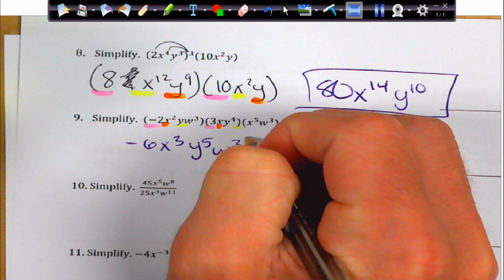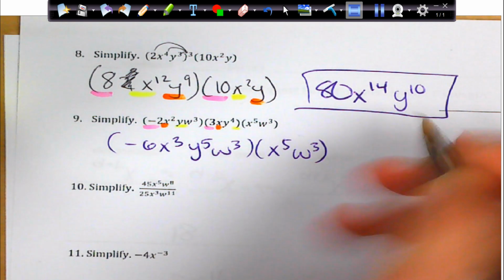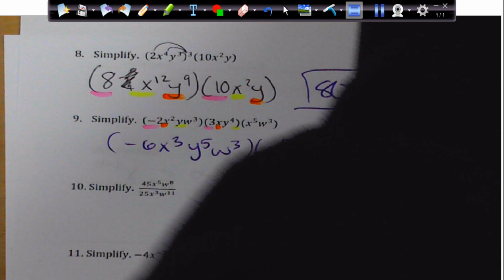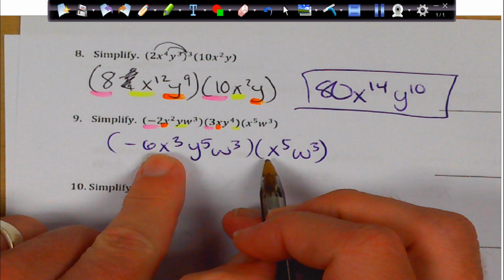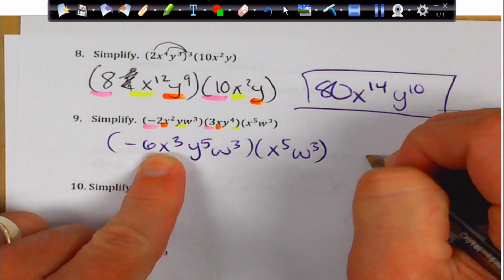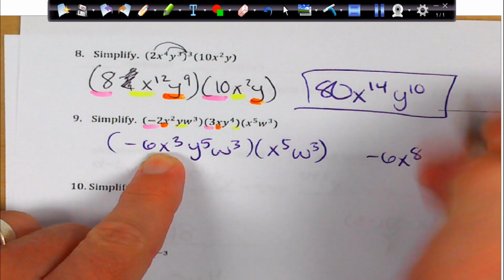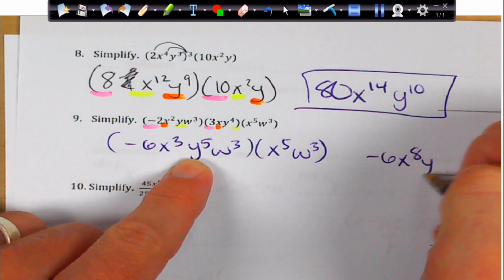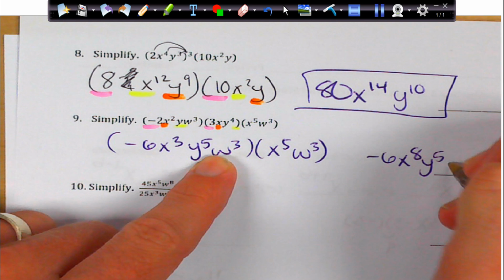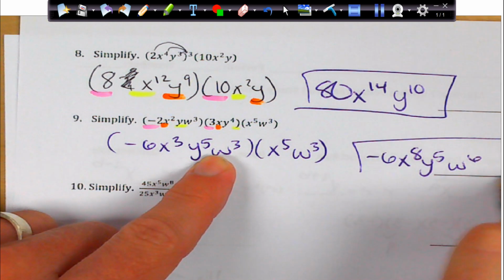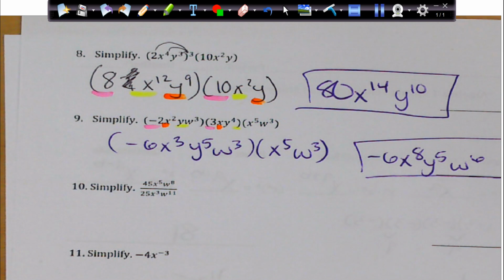And then we have to multiply all that by our last piece, and when we multiply it by our last piece, we just have to do these two. So it should be negative 6, x3, x5, that's going to be x to the 8th. No y, so the y stays the same. And then w3, w3, that's going to add to be w6. There we go. Okay. And simplify.